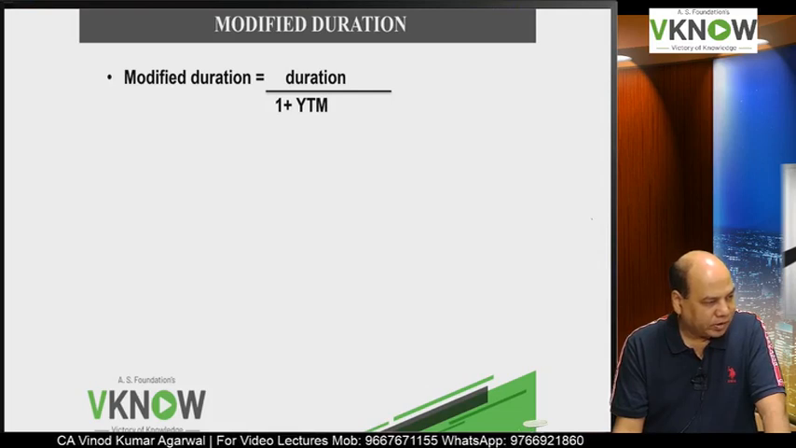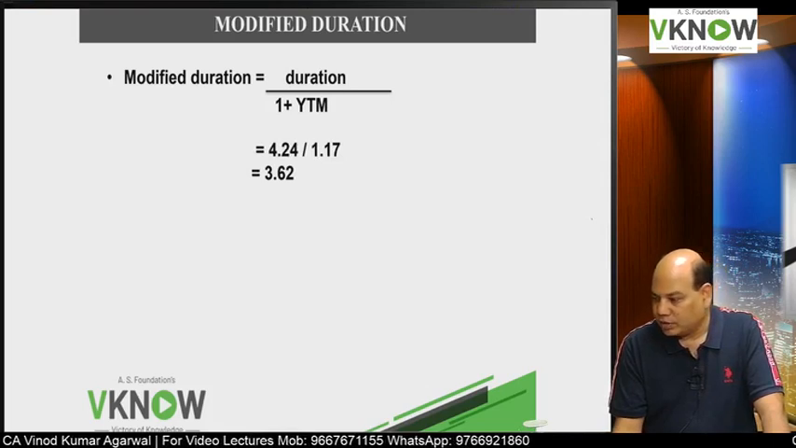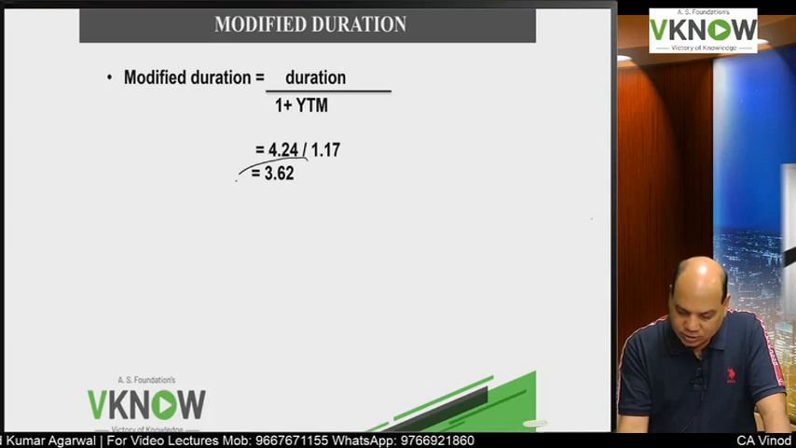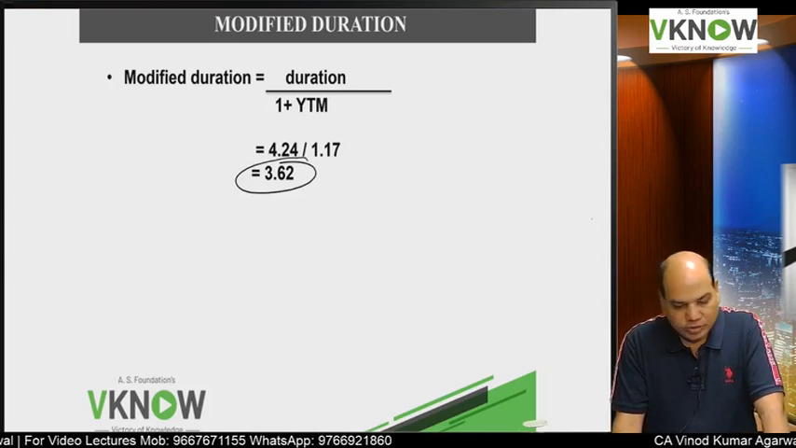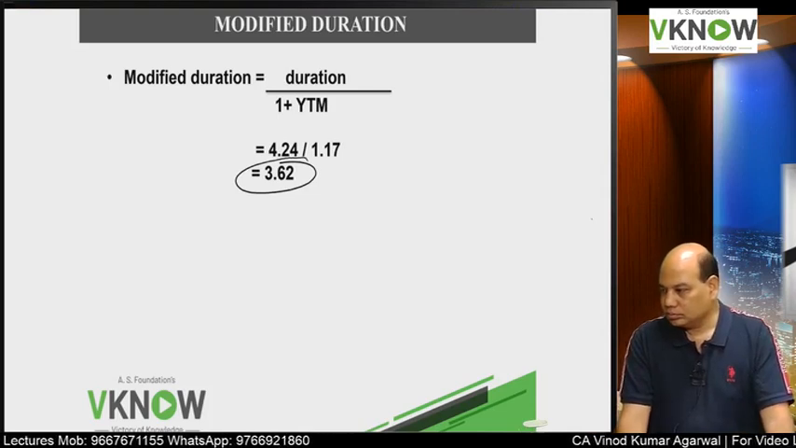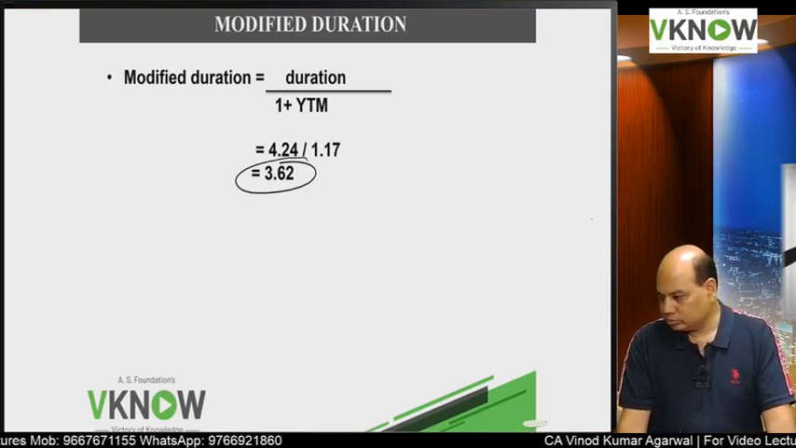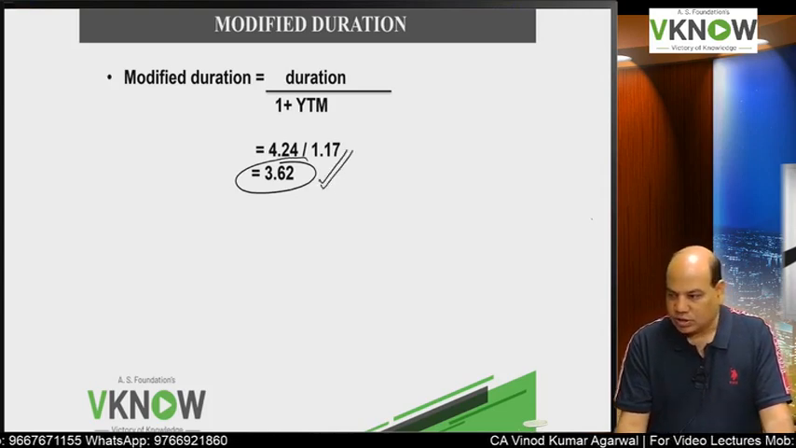So tell me the answer now. 4.24 divided by 1.17, that is equal to, check the answer, is it right? 3.62. Is it 3.62? Yes. So the students have got the same answer.